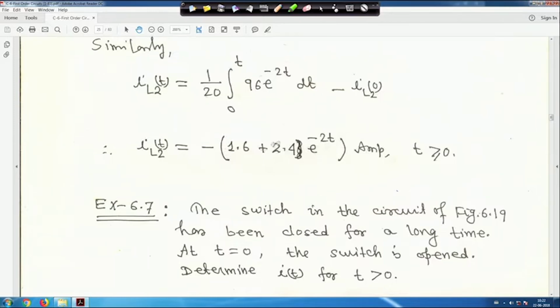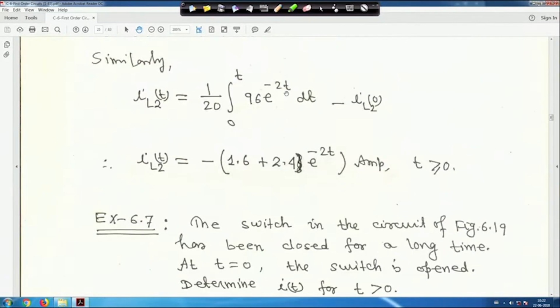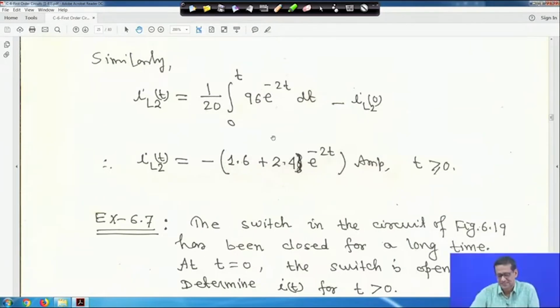If you do the integration and simplify and put the initial condition IL2(0), I think it was 4 ampere, you will get IL2(t) is equal to this simplification, minus in bracket 1.6 plus 2.4 e to the power minus 2t, bracket close, ampere. This is for IL2. The problem is very simple, but only thing is, for IL1 and IL2, why the minus sign, right, this is a question to you.